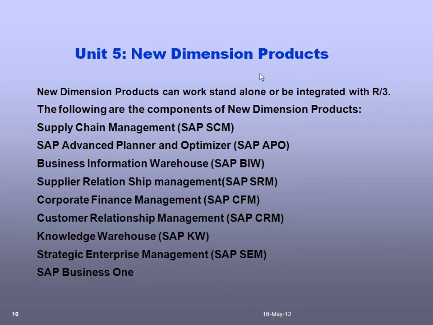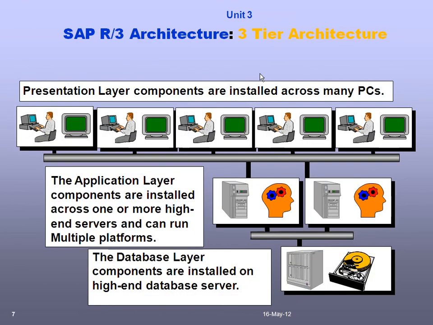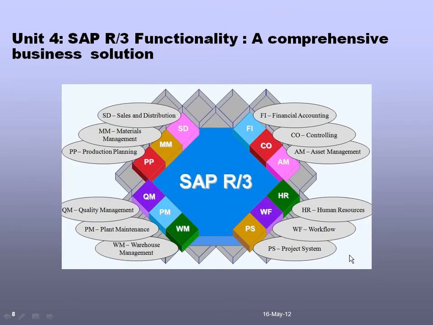Okay, so now you could see here, as I said, SAP stands for systems, applications, and products. You see, these are systems: client systems, application system, database system. Applications means these are various applications: financial applications, logistical applications, HR applications, and so on and so forth.